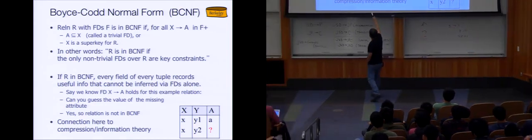There's some connection here, and I will leave it vague because I'm not sure it's been well studied, some connection here to compression or information theory. In some sense, everything we wrote down is essential, right? There's nothing that could have been compressed out of this if it's in BCNF. I mean, other than the usual compression tricks. But there's no information here that's redundant.